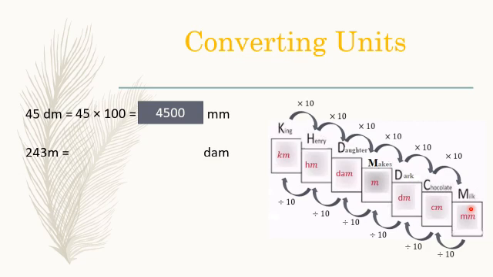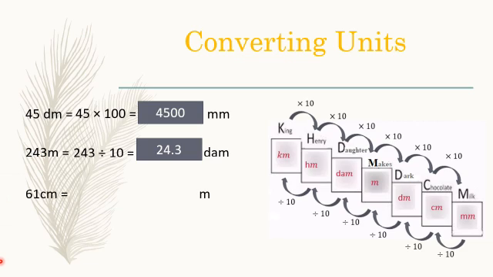243 meter is equal to what in decameter? Meter is here. I'm going to reach decameter. I move one step upward. So I divide by 10. 243 divided by 10. 243 is 243.0. The decimal point will move one step to the left since we are dividing by 10 as we took in the previous lesson. So 243 divided by 10 is equal to 24.3 decameter.